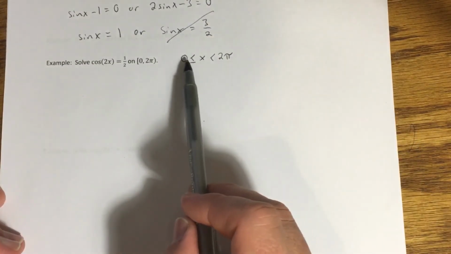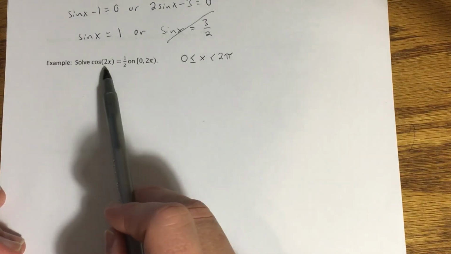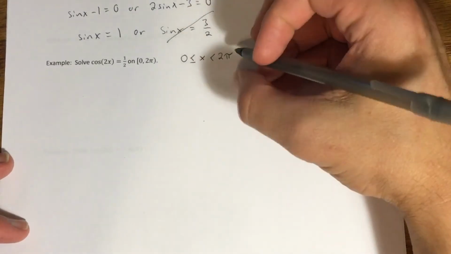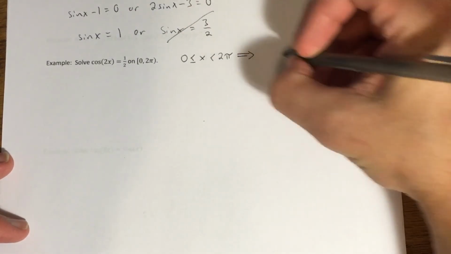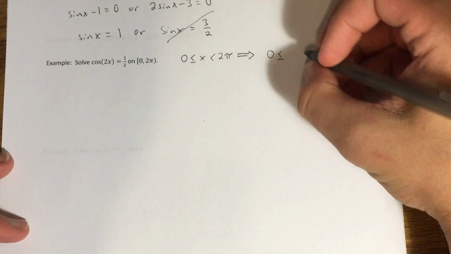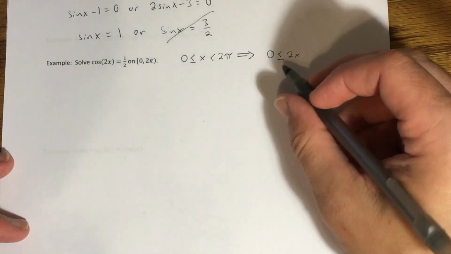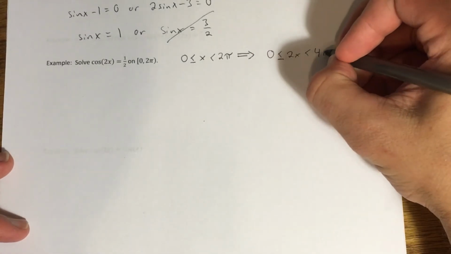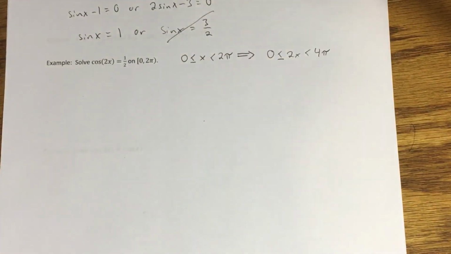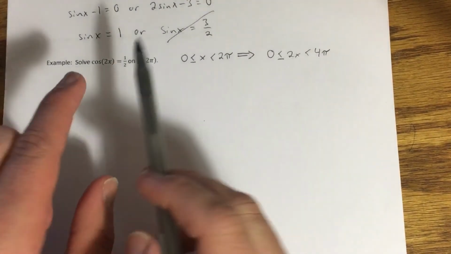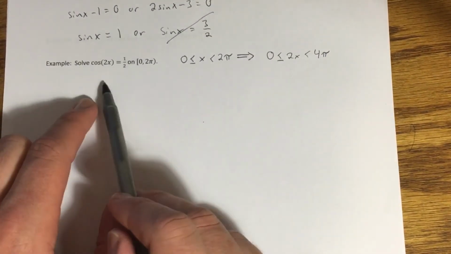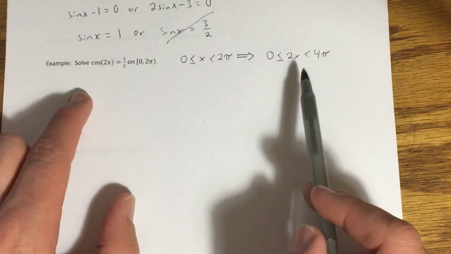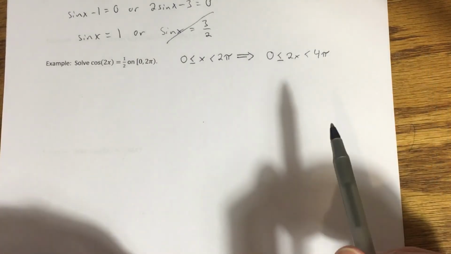If x is between 0 and 2 pi, then where is 2x? I can determine that by multiplying through this inequality by 2. If I multiply everything by 2, I get 2x is greater than or equal to 0, and less than 4 pi, because I multiplied that by 2. Now what does that tell me? Well, that tells me that if my angle looks like a 2x, as I search for solutions, I'm actually looking through 2 revolutions around my unit circle. Angles between 0 and 4 pi. That's what I'm looking for.